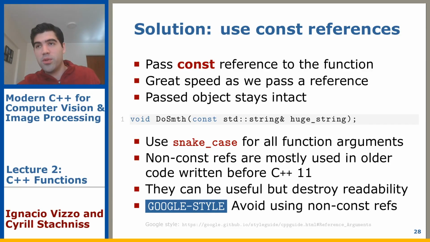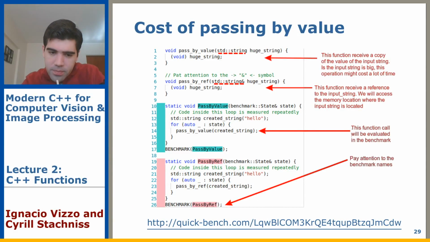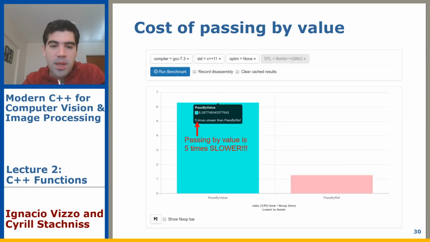And even if you try to do it, the compiler will fail and say you are trying to change something that is supposed to be const. So make sure you use const references. Then here I put you a link to a benchmark where you can click on the link and play with it, and you will see that passing some small objects by value, it's 5 times slower than just doing by reference.